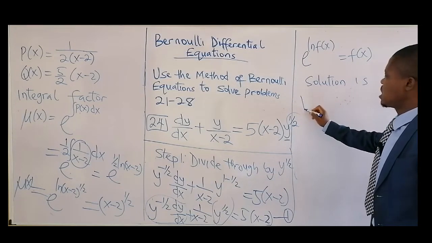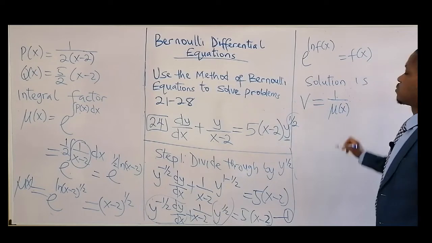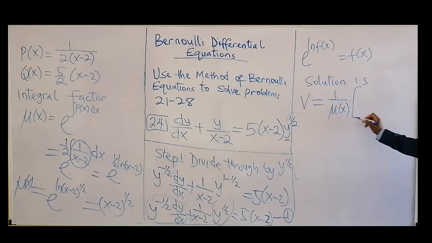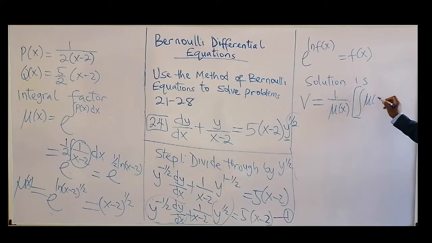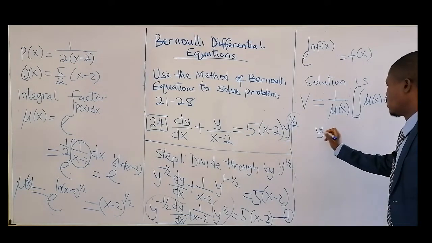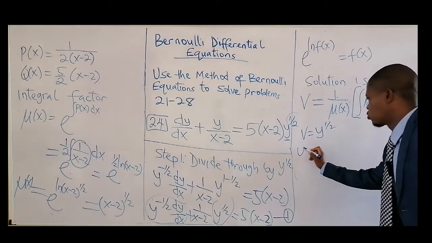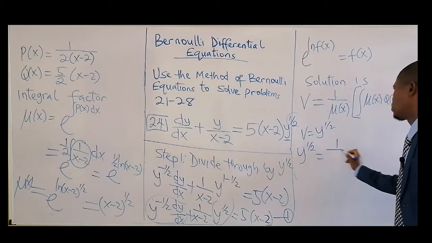Since it's linear in v, that's 1 over the integrating factor, the general solution for a linear equation: open bracket, integral of the integrating factor times q(x) dx plus c. So that's the general solution. Then the next thing to do is to make the substitution. Don't forget that v is equal to y to the power half. So y to the power half equals 1 over the integrating factor.